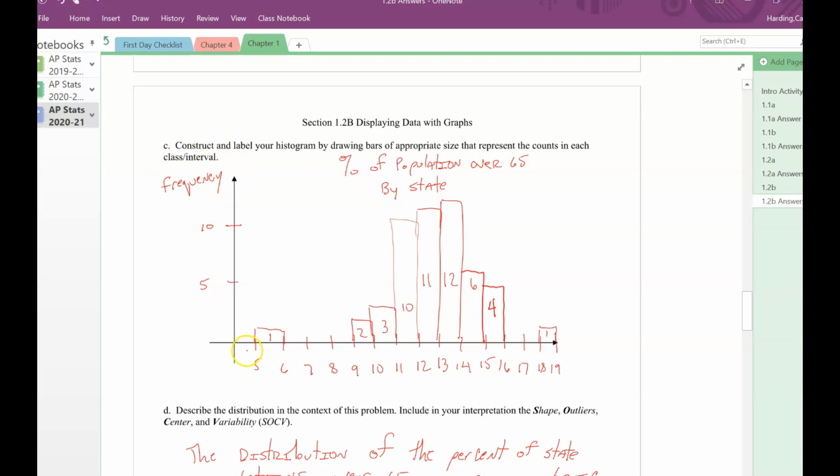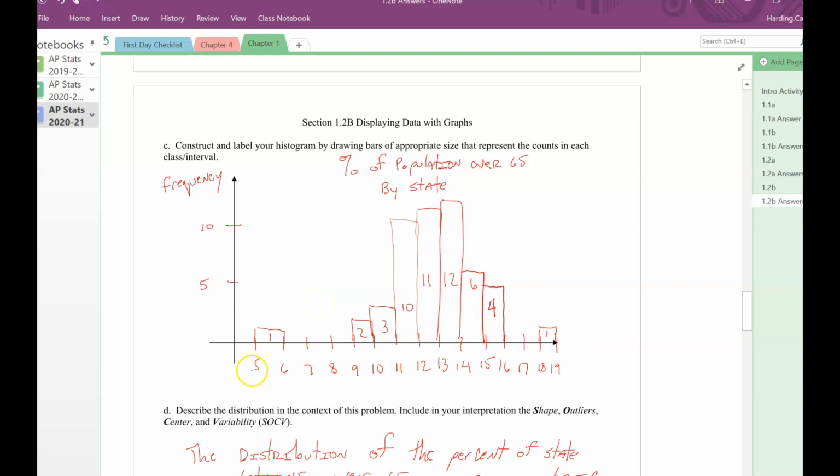Now, because this is quantitative data, you're marking things on a number line. When you make a bar graph, you are drawing bars that correspond to categories. So if you're making a bar graph of everyone's favorite color, you might have red, then blue, then green, and so on. And how you space those out really doesn't matter because you're just looking at how many items fall in that category. But because this is quantitative data and you're on a number line, the spacing matters. So when you see gaps in the histogram, those gaps are meaningful. There are no states that have 6% of their population 65 or older, or 7%, or 8%. That gap is meaningful.